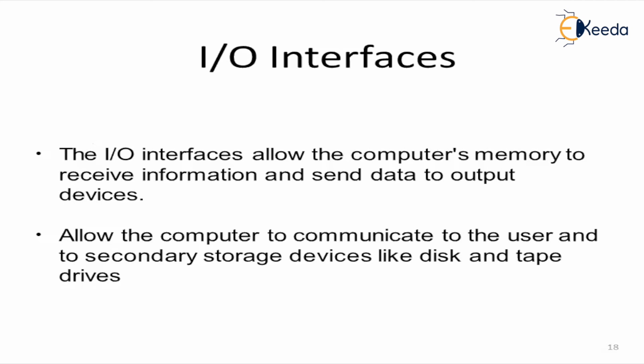Now, what are the different types of I/O interfaces? We have seen that the I/O interface allows the computer memory to receive information and send data to the output devices. It also allows the computer to communicate with the user and with secondary storage devices like the disk and the tape drive. These are also called I/O peripherals, where the I/O interfaces act as a pipe so that you can share the data with other interfaces which are interlinked with each other.